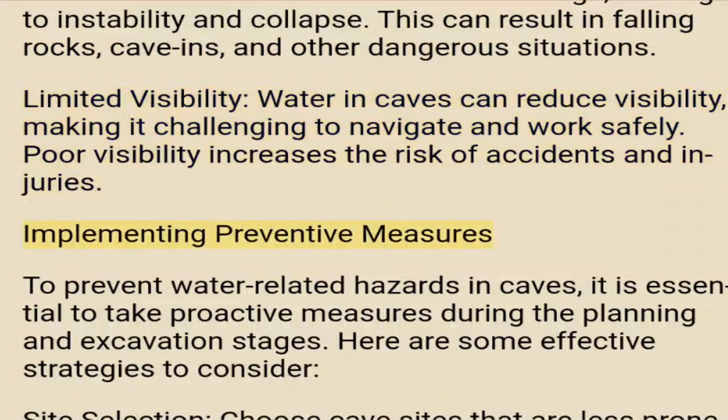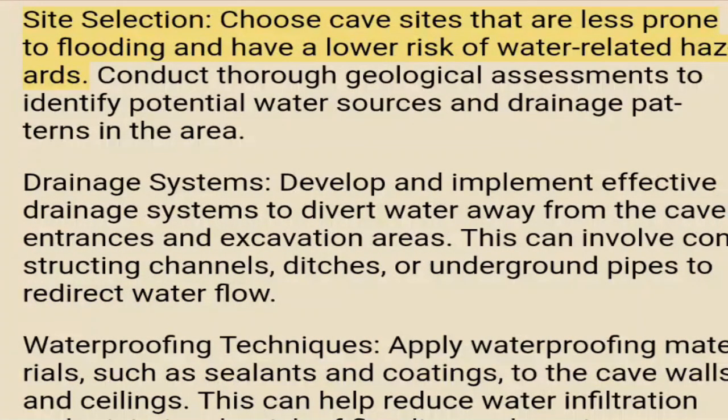Implementing preventive measures. To prevent water-related hazards in caves, it is essential to take proactive measures during the planning and excavation stages. Here are some effective strategies to consider. Site selection. Choose cave sites that are less prone to flooding and have a lower risk of water-related hazards. Conduct thorough geological assessments to identify potential water sources and drainage patterns in the area.